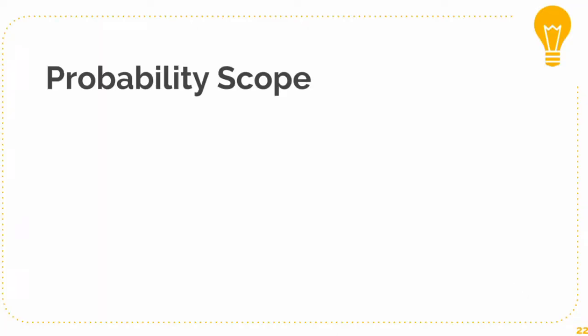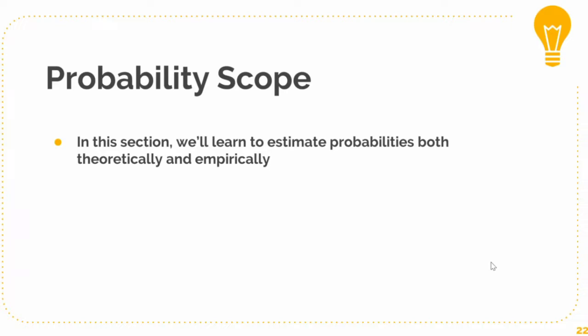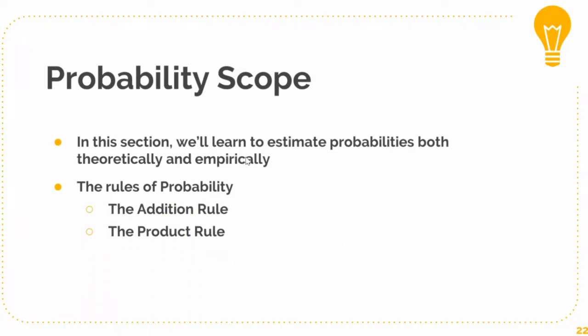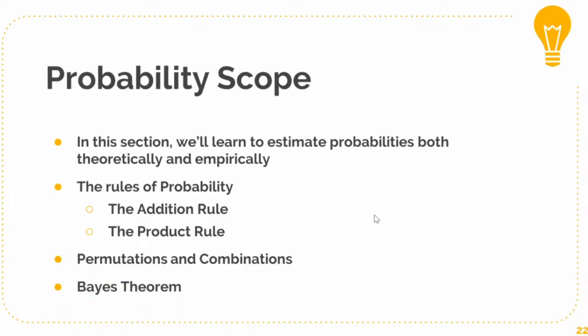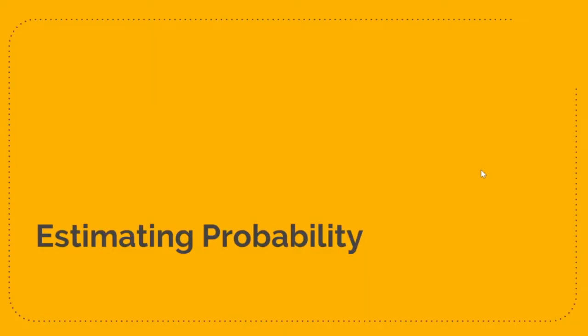So the topics we're about to cover in probability will include how to estimate probabilities using theoretical and empirical methods, the rules of probability, which include the addition and product rule, permutations and combinations, and lastly, Bayes' theorem. So stay tuned, you're going to have a very good crash course on all the important aspects of probability. So now let's talk about estimating probability.